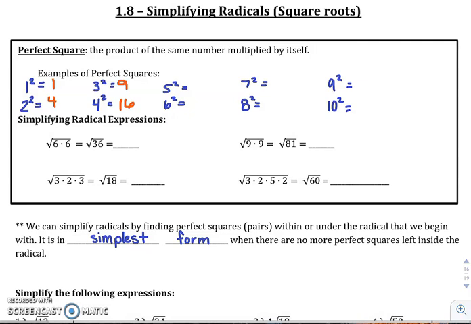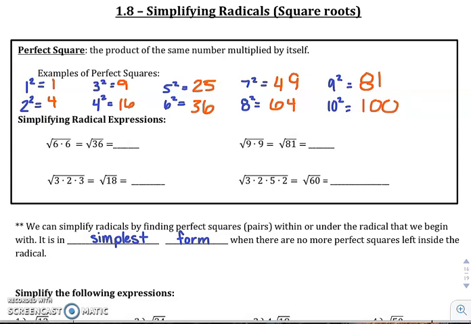5 squared is 25. 6 squared is 36. 7 squared is 49. 8 squared is 64. 9 squared is 81. 10 squared is 100. We probably won't get much higher than 10 squared when we're working with these, but those are all examples of perfect squares: 1, 4, 9, 16, 25, 36, 49, 64, 81, and 100.